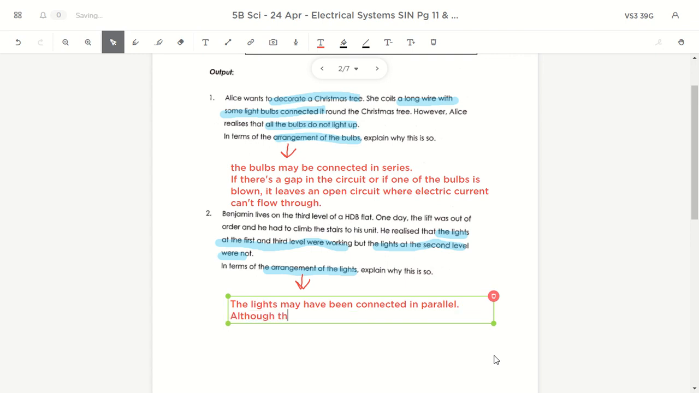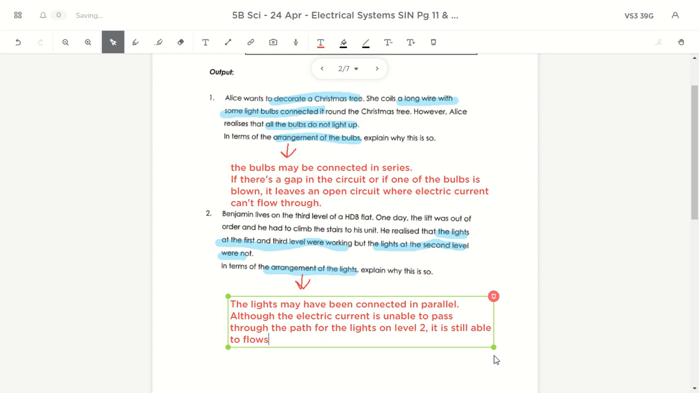So although the electric current is unable to pass through the path for the lights on level 2, it is still able to flow through the paths for the level 1 and the level 3 lights.